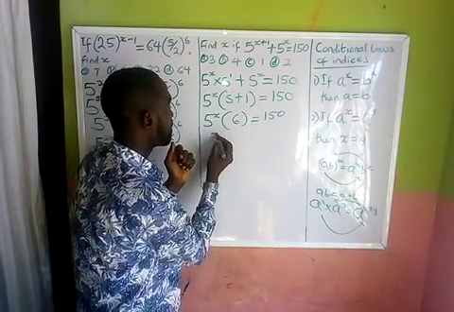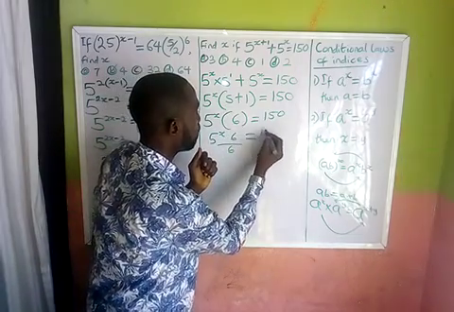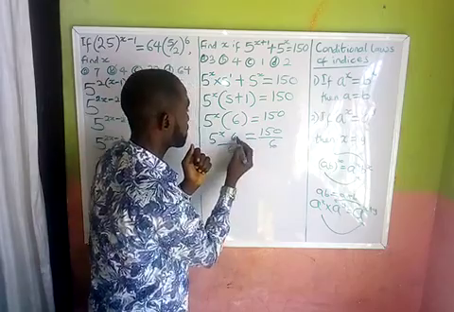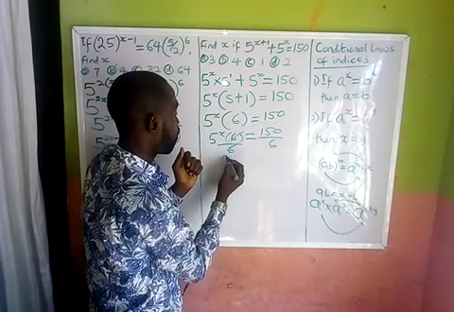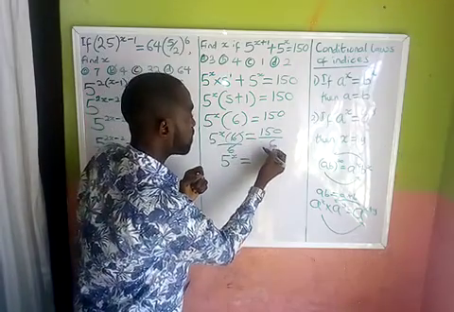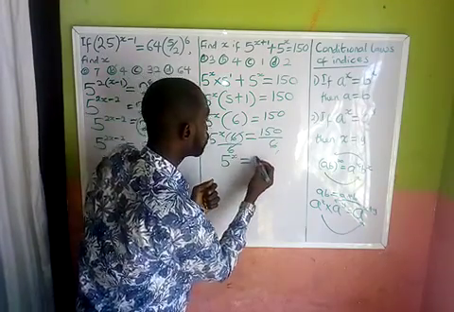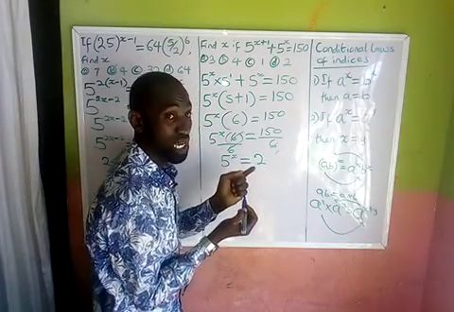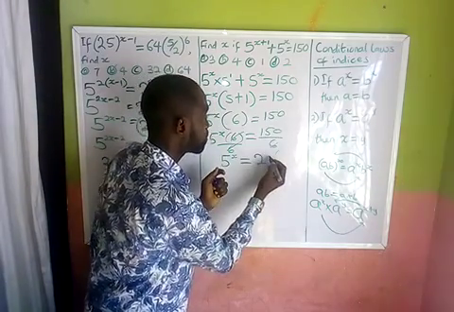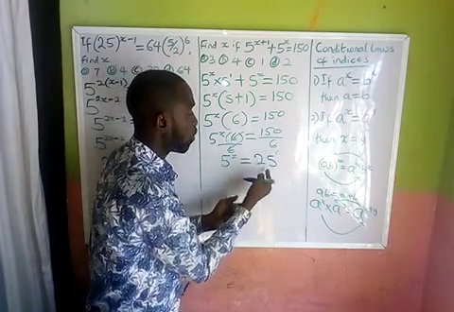By 6. So we will now be having 5 raised to the power x times 6 all over 6 equals 150 all over what? All over 6. This 6 will cancel out this 6. Now we are left with what? 5 raised to the power x equals, now 6 in 15, 2. Then remainder what now? Remainder 3. 6 in 30 will give us what now? 5. So we are saying 150 divided by 6 will give us 25.